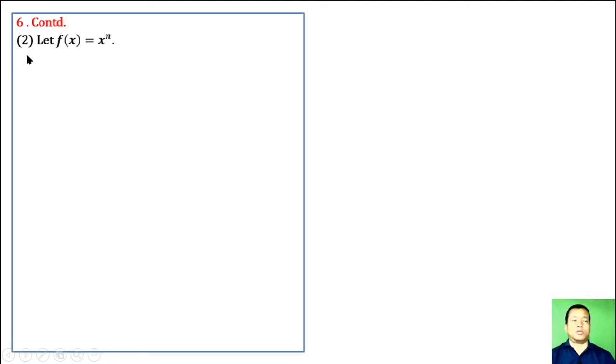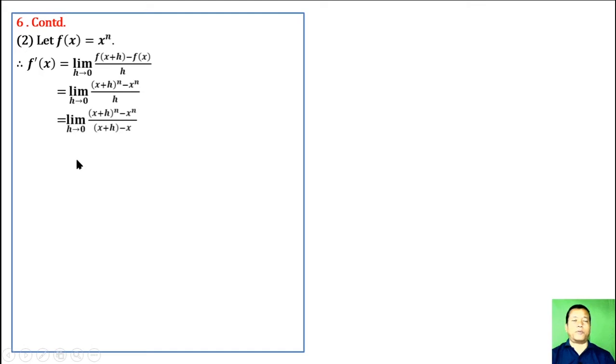Problem 6 continued. Number 2. Let f of x equal to x to the power n. Therefore, f dash x is equal to limit of f of x plus h minus f of x by h, as h tends to 0. We see f of x plus h has functional value x plus h whole to the power n. For f of x, it is x to the power n, divided by h. Using the appropriate formula, the denominator h can be written as x plus h minus x.